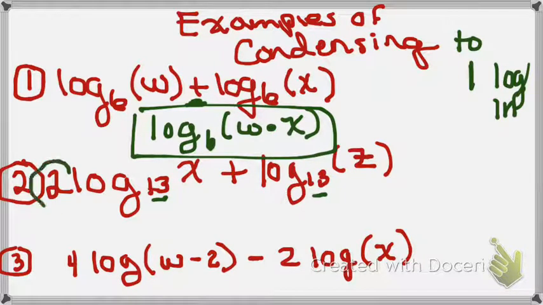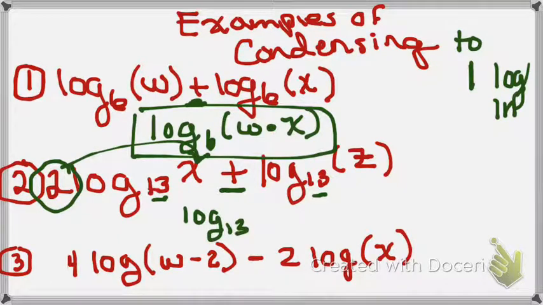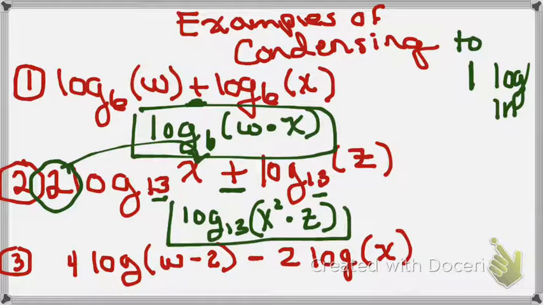This one, though, we have a coefficient. I told you the coefficient: you draw a circle and point it to your x so that you know it's an exponent. We still have addition, so we're still going to be multiplying. Log base 13 of x squared, put some parentheses around there, times z. Done.